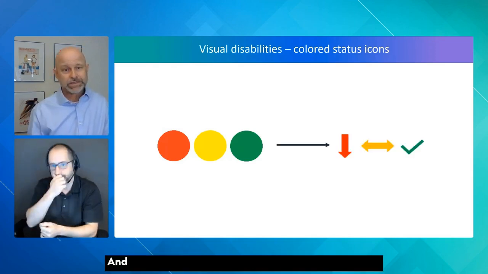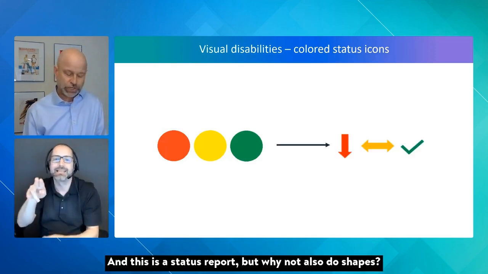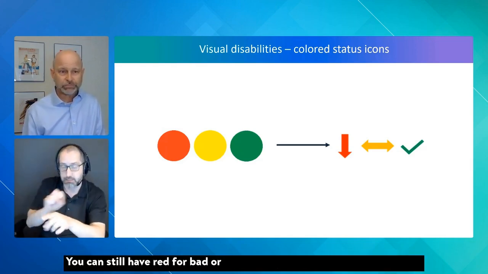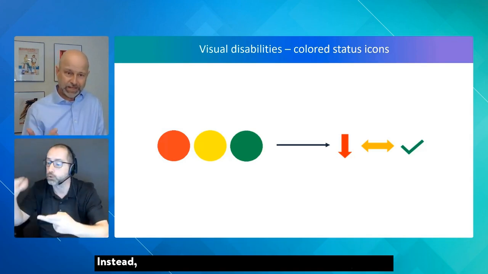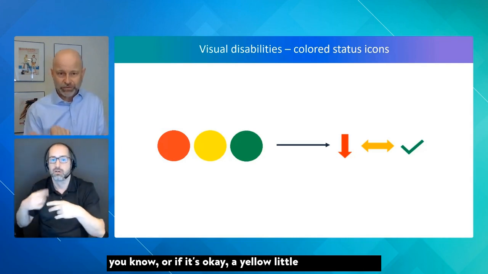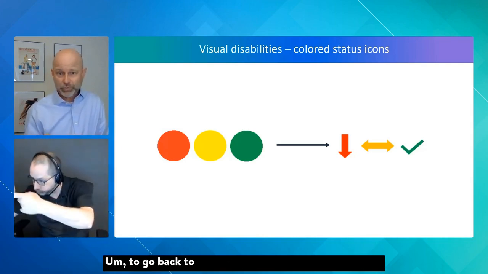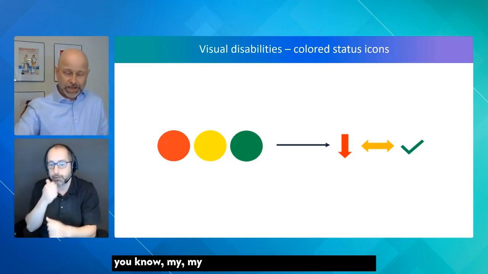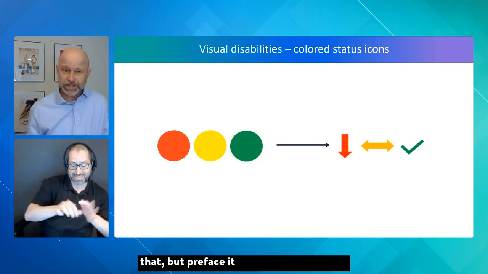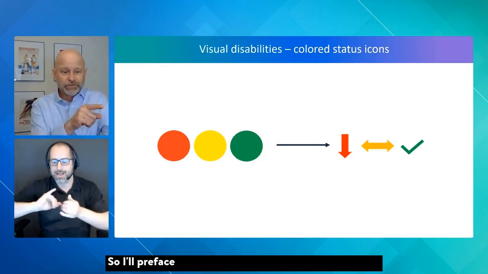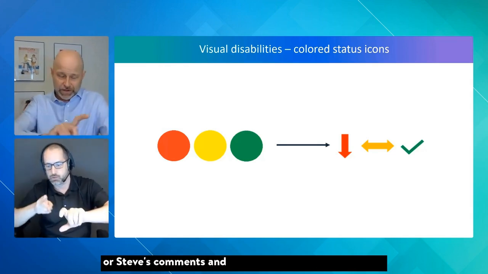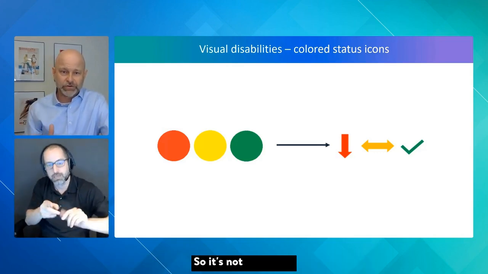Well, why not? And this is a status report, but why not also do shapes? So in this case, it's a status report. You can still have red for bad or green for good, but don't just have that. Instead, have a red down arrow or a green check mark, or if it's okay, a yellow little sideways arrow. To go back to the one about the email, you can still have my comments highlighted in blue, but preface it. My initials are SRC, so I'll preface it with bold "SRC:" or "SRC comments" or "Steve's comments," and then I'll highlight it in the color so it's not just color.